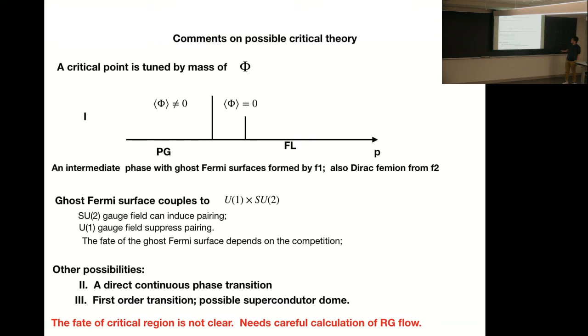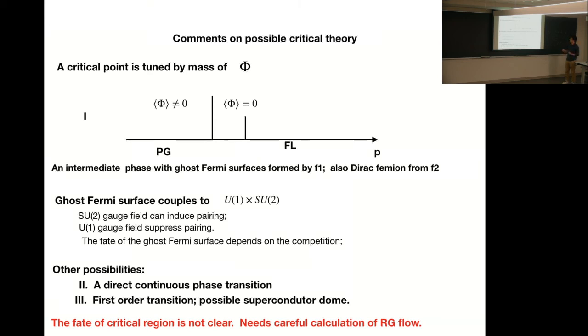But there is one important question: once you go beyond this critical point, whether you recover the Fermi liquid immediately or not, it's not clear. Because if you follow just the mean field theory, when you go beyond this critical point, phi is zero, does not condense, you have a deconfined gauge field. But f1 actually forms a Fermi surface. So in this region, f1 forms a ghost Fermi surface. I call it a ghost because it does not carry either charge or spin, so you can only detect it thermally. Of course, this ghost Fermi surface will couple to the U1 cross SU2 gauge field.